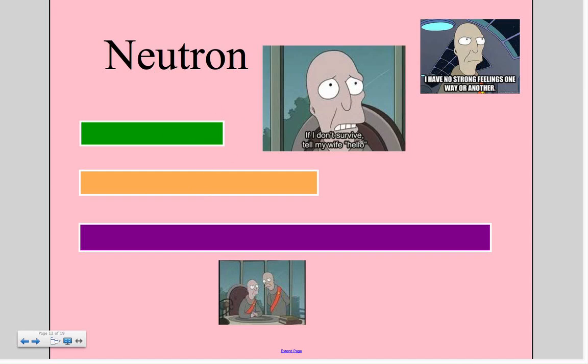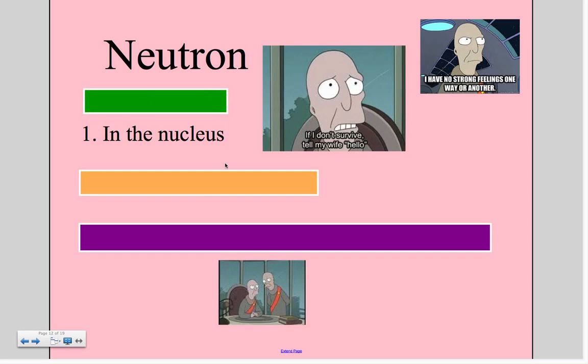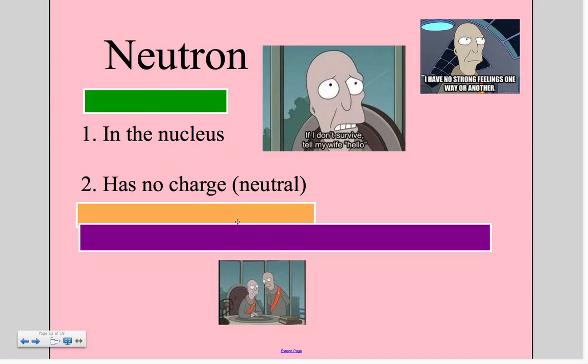So I remember the neutrons with the neutral planet, where one of the Nimbus is about to fly into the neutral planet, and this is their ruler, and he says, "If I don't survive, tell my wife hello." That's kind of odd. It's very neutral, no feelings to it. And then here, when they're about to go into battle with the little pink guys who are trying to steal all the information, it says, "I have no strong feelings one way or another." So the neutrons are in the nucleus, and they have no charge.